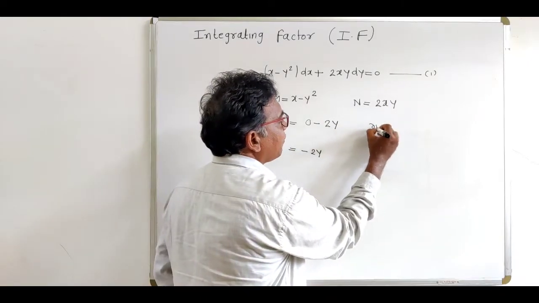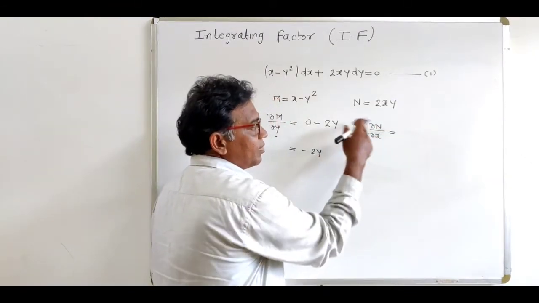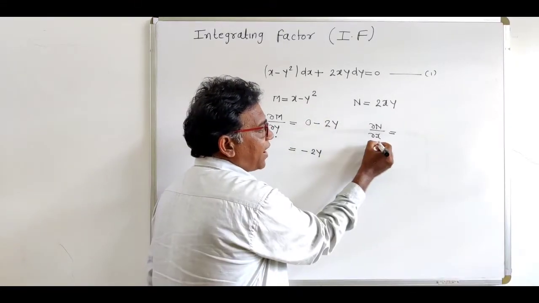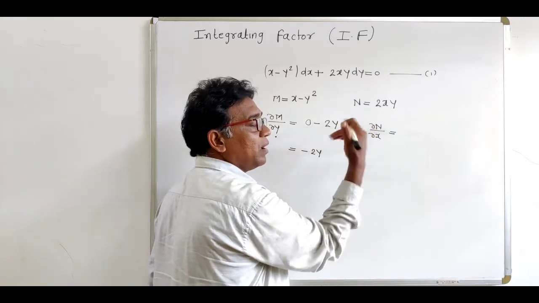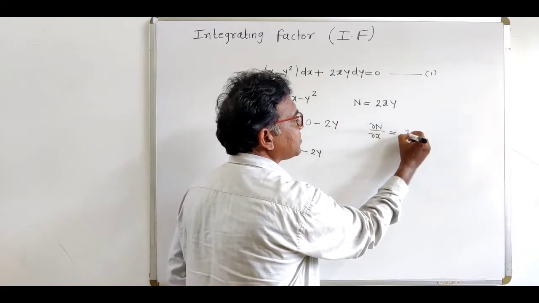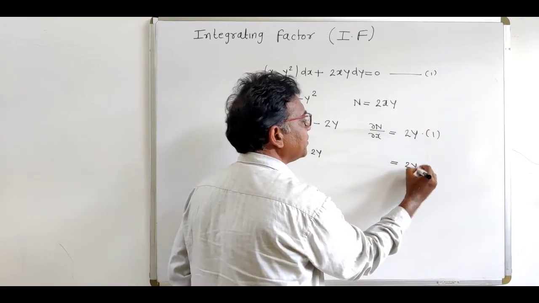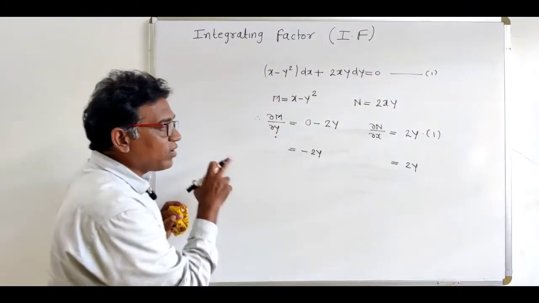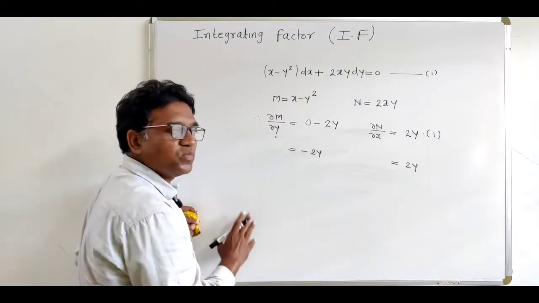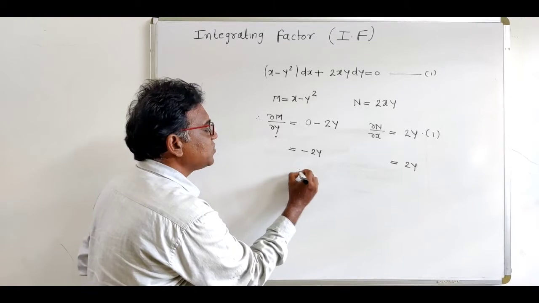Now from N, find the partial derivative del N by del x. Del N by del x means differentiating this N partially with respect to x by keeping the remaining variable constant. So treat y as a constant. So 2 is constant, y is constant, so the derivative of x is 1. So this derivative is 2y. So what is our observation? The partial derivative del M by del y is minus 2y, and the partial derivative del N by del x is 2y.